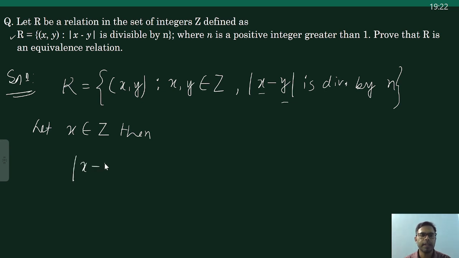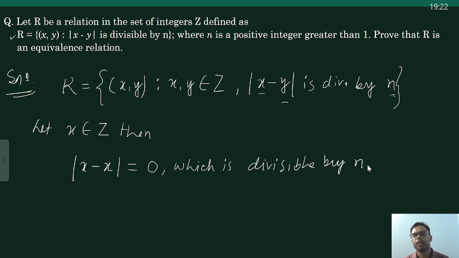Then mod of x minus x gives us 0, and obviously 0 is divisible by n, because 0 is divisible by any number. We need it to be divisible by n. If this difference is divisible by n, then we can take the ordered pair in R. So if this difference is divisible by n, then the corresponding ordered pair xy belongs to R.